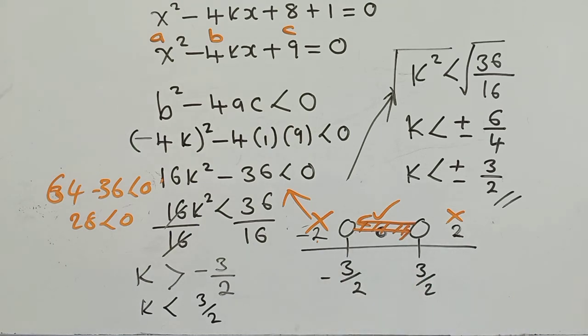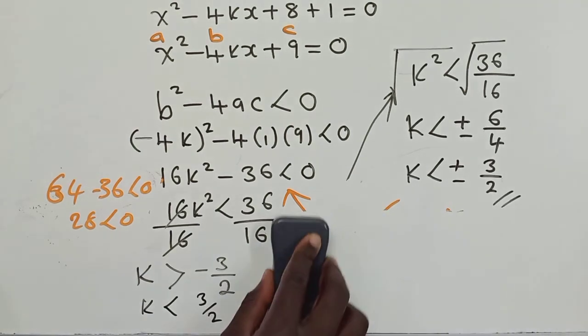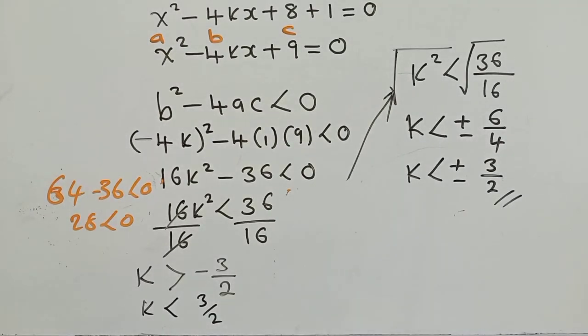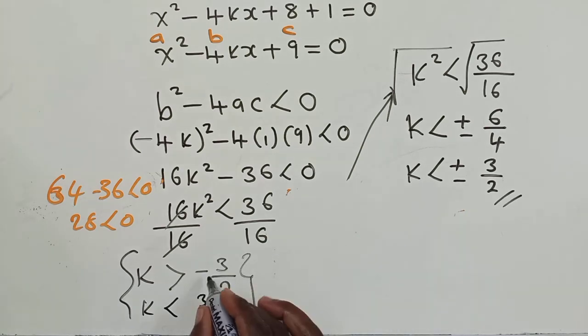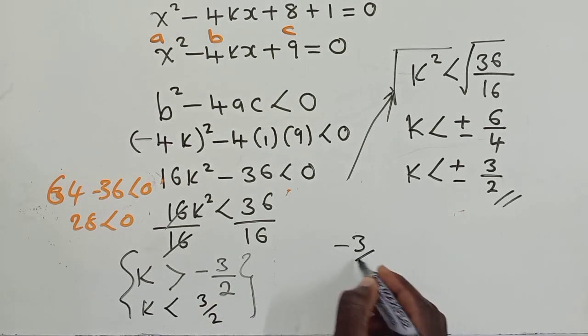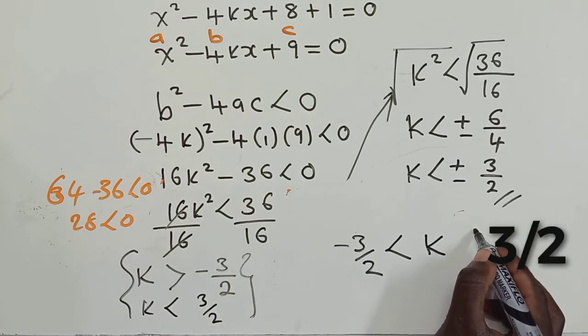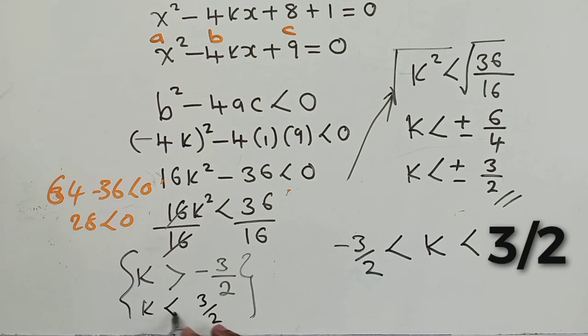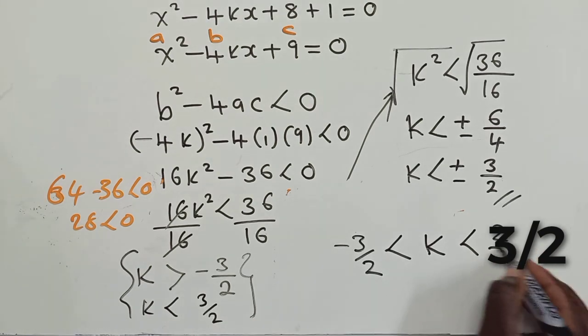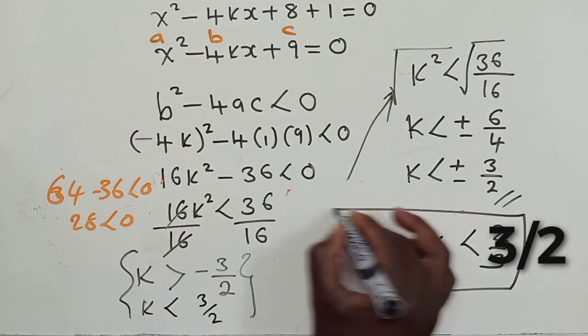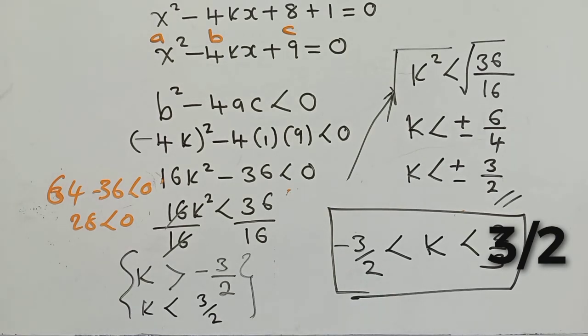So now to put up my range so that it can look clean, I have these two solutions. If you want, you can just leave them like this. But if you don't mind, you can say negative 3 over 2 is less than K, because here we said it's less than K. And K is less than 3 over 2. So this is the solution, and it's a range.